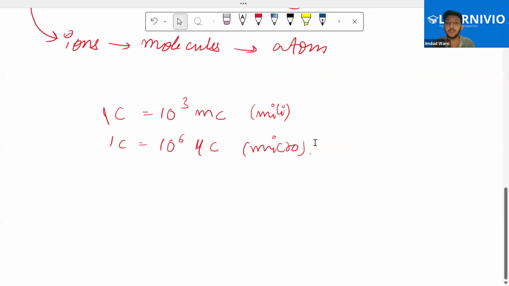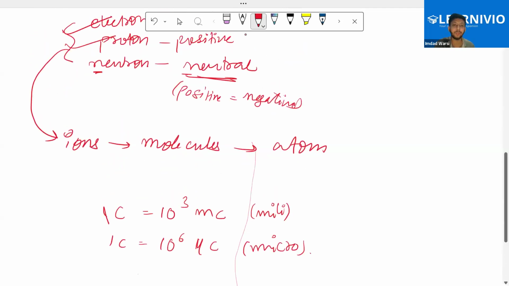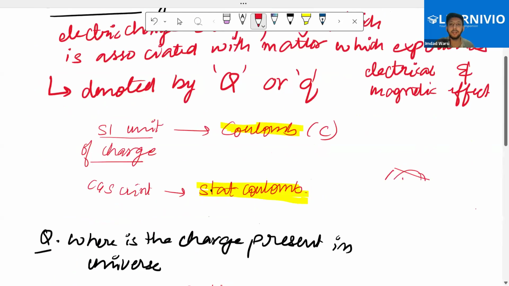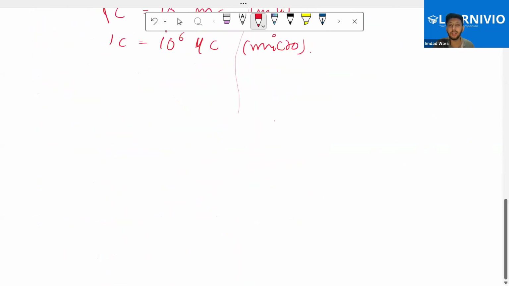Sorry. So I was saying, tell me the SI unit of charge? Coulomb. And what is the CGS unit? Stat Coulomb. Yes, very good. And what else did we see? Electric charge is a property, and all the charge in this universe is present as positive, negative, and neutral charges. Now talking about the types of charges, as we said, there are two types of charges: negative and positive.